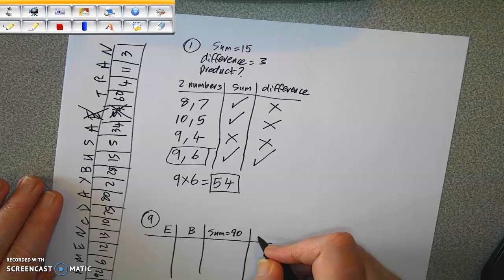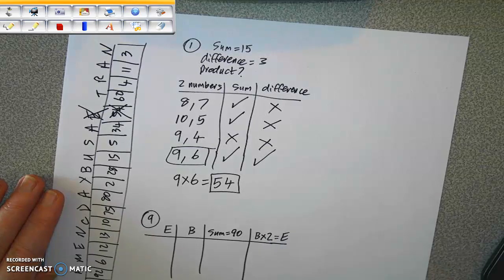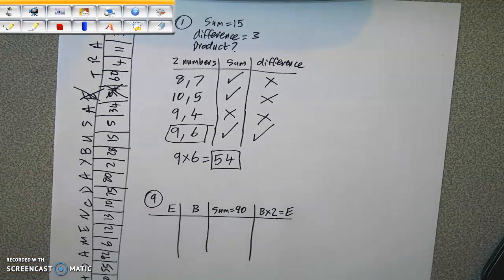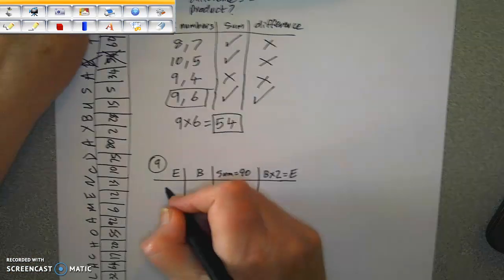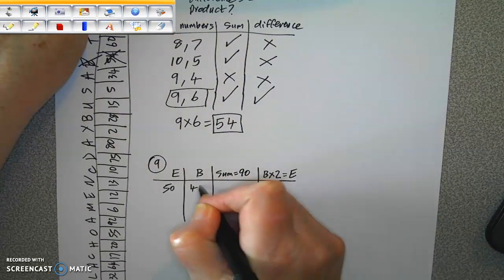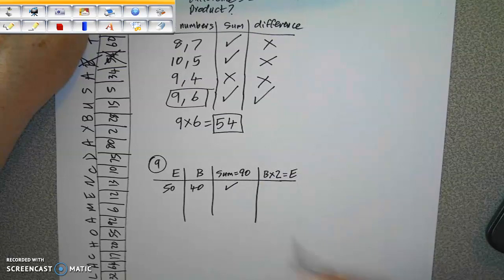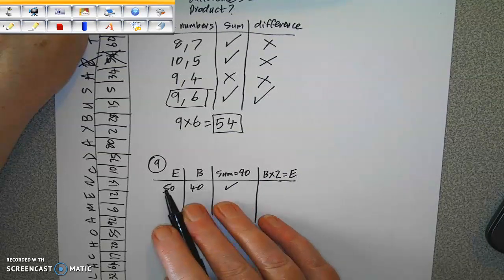And Ernie has twice as many stickers as Bart. So if you take Bart's number, multiply it by 2, you get Ernie's number. All right, let's make some guesses. So if it's 90, I'm going to start with 50 and 40. They add to 90. But if I take Bert's, which is 40, multiplied by 2 is 80, that's not what Ernie has.